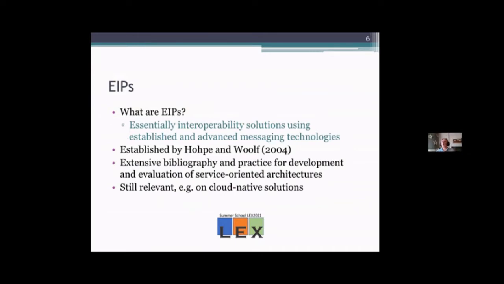So they say, okay, how can we somehow make these different systems, developed with different technologies, technological frameworks and technological stacks, work better? And they came up with a series of interoperability solutions. That's what they were saying back then, using established and, for that period of time, advanced messaging technologies.